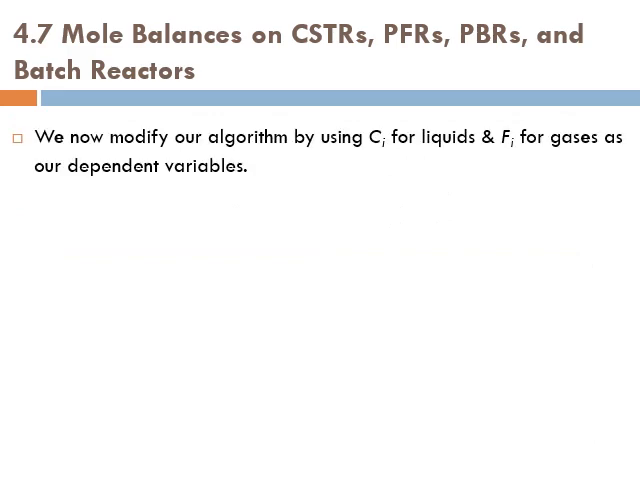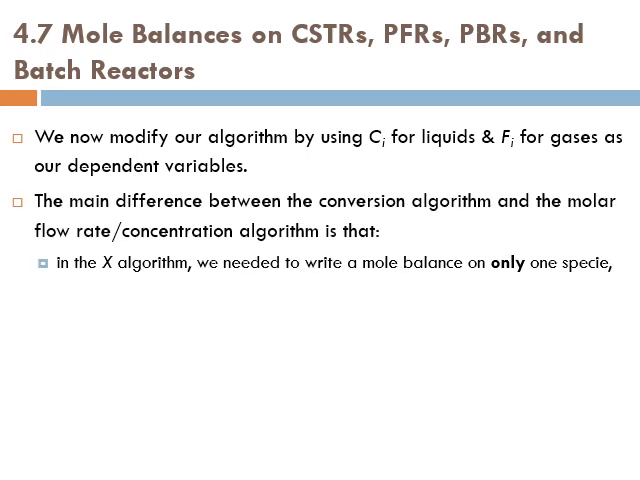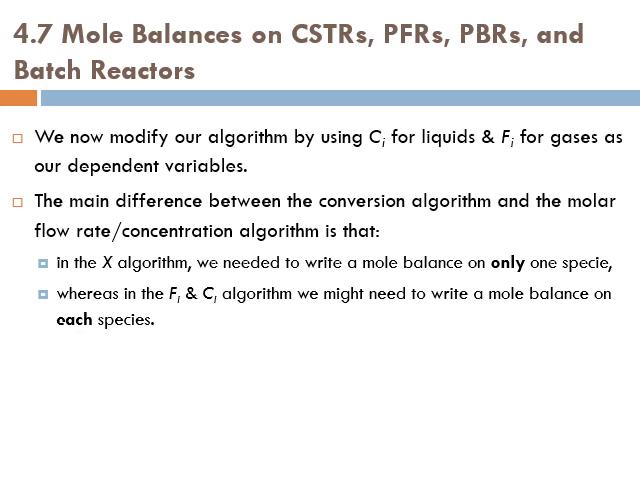We now modify our algorithm by using concentrations for liquids and molar flow rates for gases as our dependent variables. The main difference between the conversion algorithm and the molar flow rate or concentration algorithm is that in the X algorithm, we needed to write a mole balance on only one species. Remember, we had only one design equation, 1 dX by dV, or 1 dX by dt if we had a batch. That X was based on the limiting reactant. However, in the molar flow rate or concentration algorithm, we might need to write a mole balance on each species. So one mole balance might not be enough. We might need to write more than one.